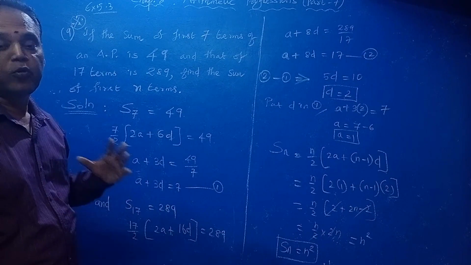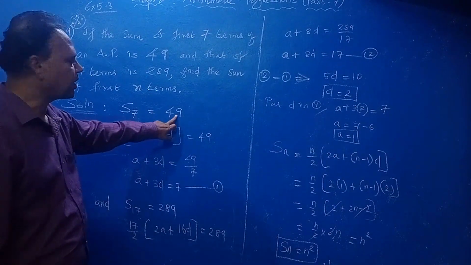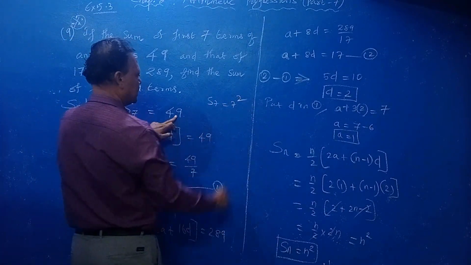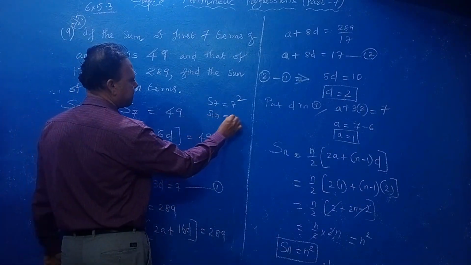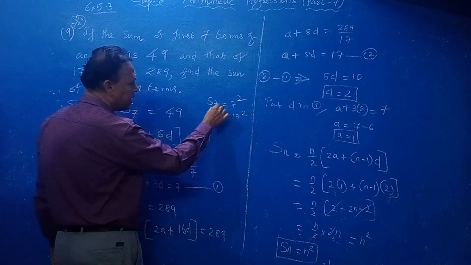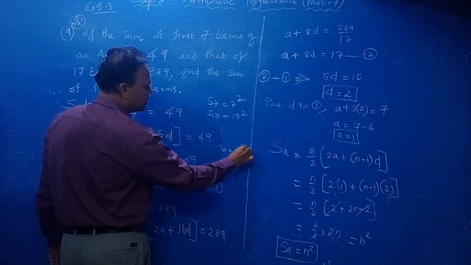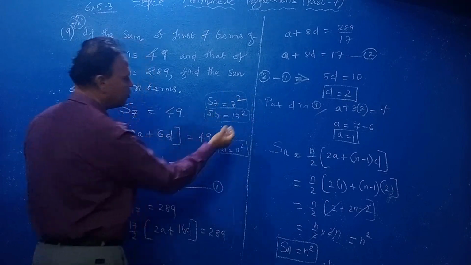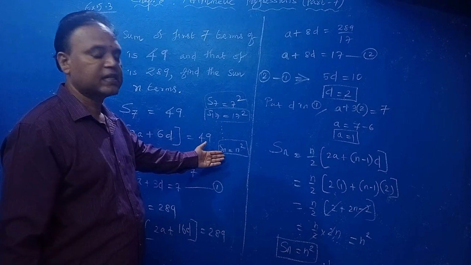Okay. What is the beauty of this problem? You see, S7 is 49. 49 means what? 7 square. So S7 is 7 square. Here S17 is what? 17 square. 289 is 17 square. So like this, if you write down Sn, what you are getting? N square. Understand? N square. So if they ask an MCQ type question, clearly you have to find out the Sn easily.